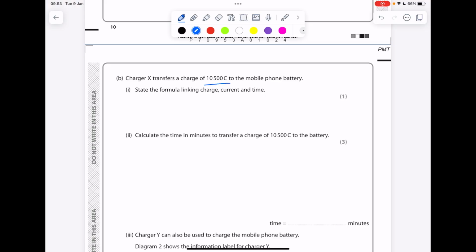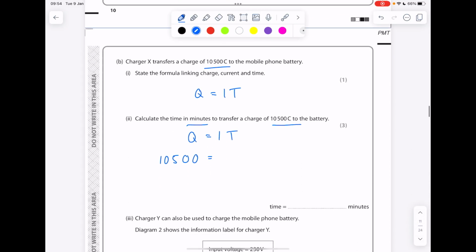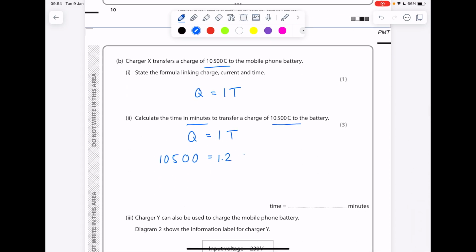Charger X transfers a charge of 10,500 coulombs to the mobile phone battery. State the formula linking charge, current and time. It's Q equals IT. Calculate the time in minutes to transfer a charge of 10,500 coulombs to the battery. You don't need to rearrange this equation if you don't want to. Our charge is 10,500. Our current is the output current, which is 1.2 amps, times T, which is time.